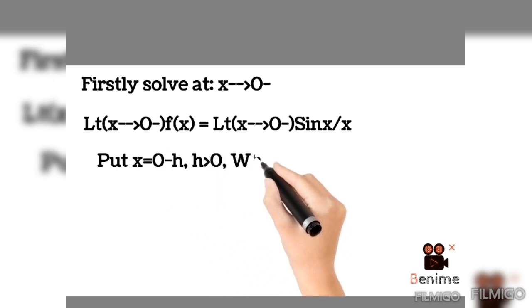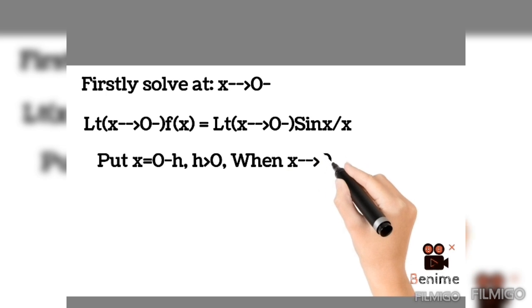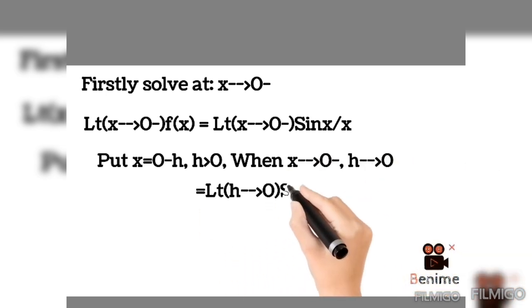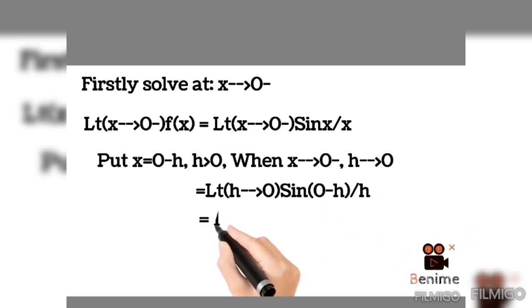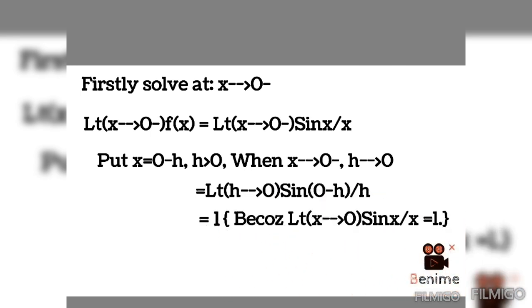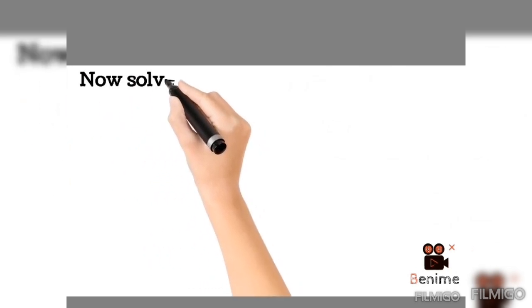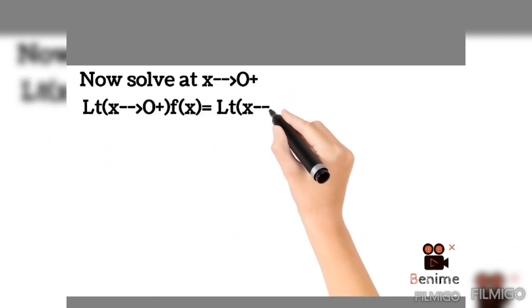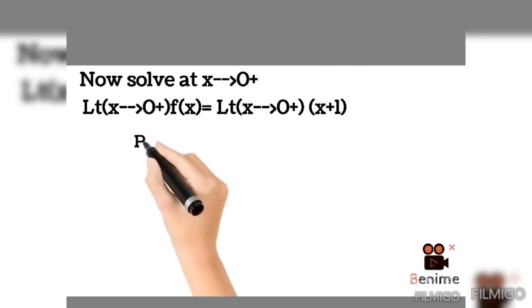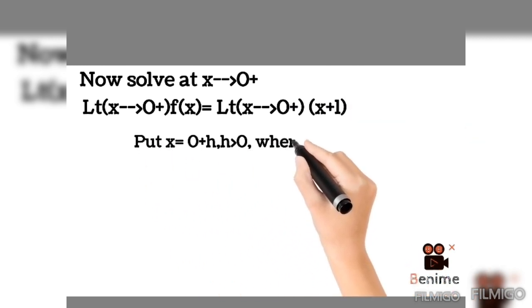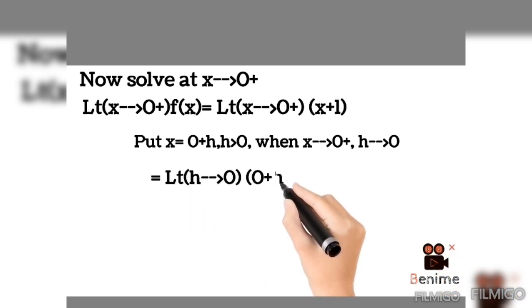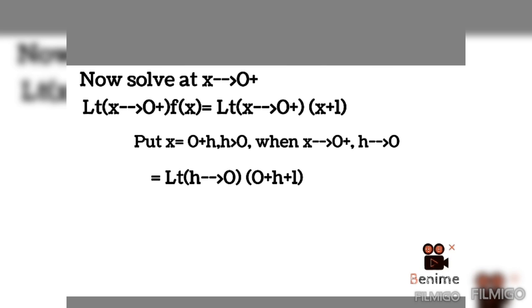Put x equals 0 minus h, where h is greater than 0, and our new limit becomes h tends to 0. Now this function is equal to 1, according to the formula. Now start with x tends to 0 plus. For x greater than 0 our function will be x plus 1. Again apply the same formula and our limit changes to h tends to 0. Then put 0 in place of h and we get answer 1.